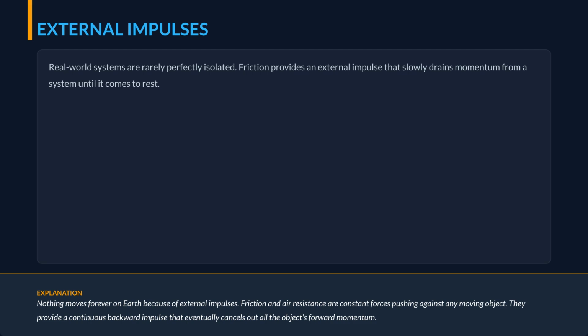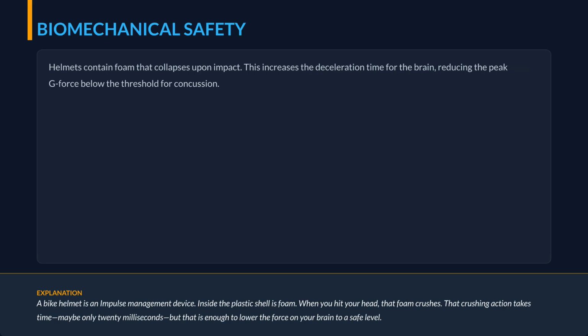Real-world systems are rarely perfectly isolated. External impulses like friction and air resistance provide continuous backward impulse that gradually cancels out forward momentum, eventually causing any moving object to stop. A bike helmet acts as an impulse management device.